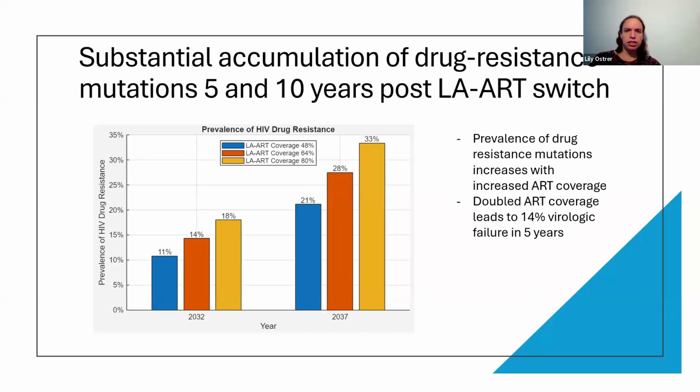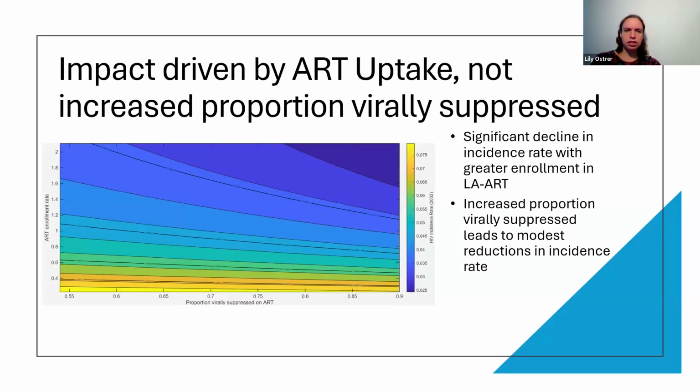However, the accumulation of drug resistance mutations is significant. So in the scenario of doubling ART coverage, which is the orange bars, within 5 years, we could potentially see a 14% rate of virologic failure due to drug resistance. And then we looked at both viral suppression and increased ART coverage, and essentially found that the greatest impact is driven by the degree of increase in ART uptake and not the increased proportion virally suppressed.